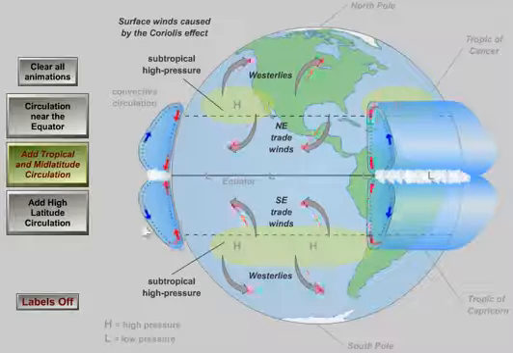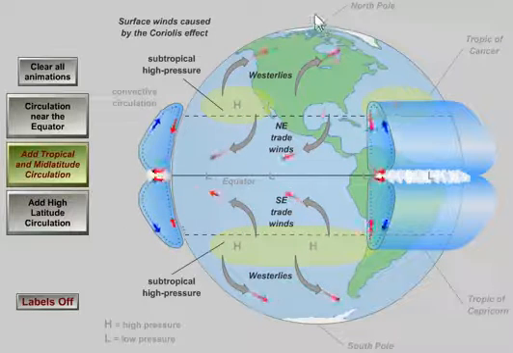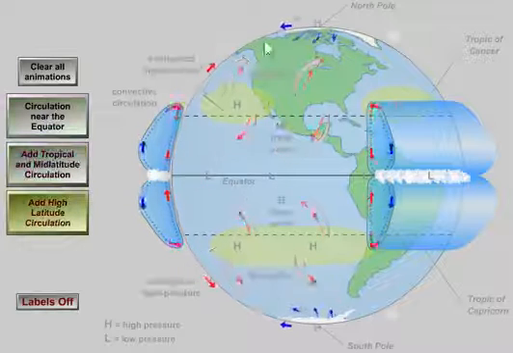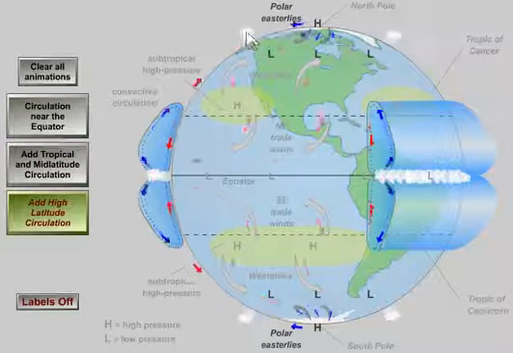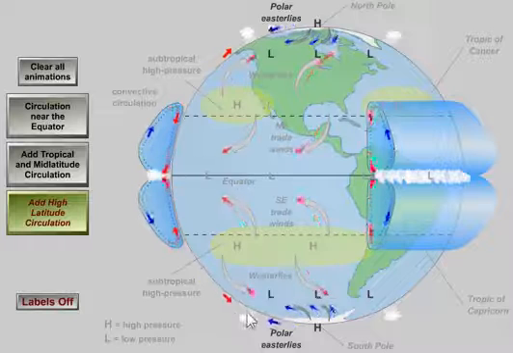Now the other big factor is what's happening at the poles. At the poles, the air is cold, and the cold air wants to sink. And as that cold polar air sinks, it heads toward the equator, and it bumps into this air heading toward the pole here and toward the south pole here.